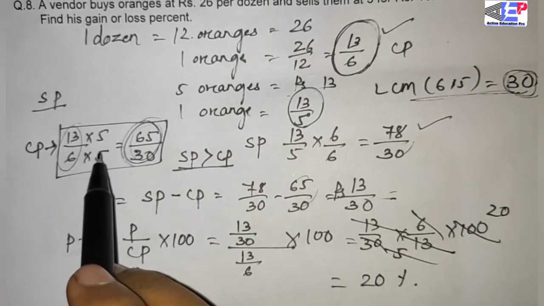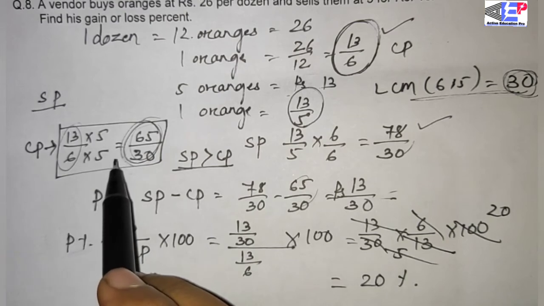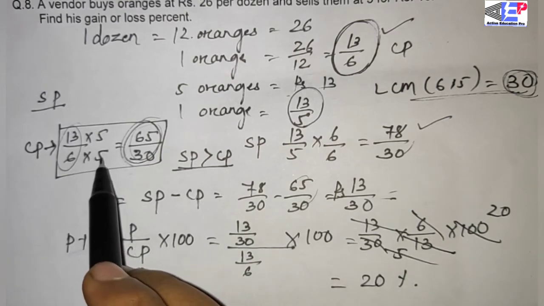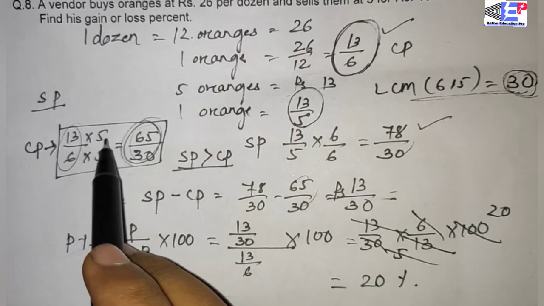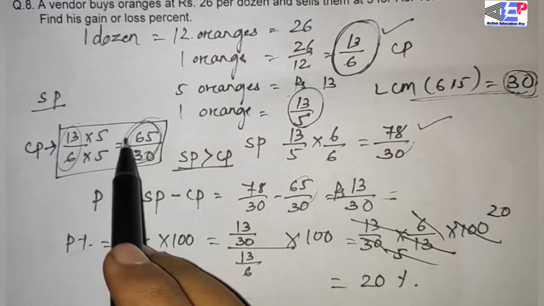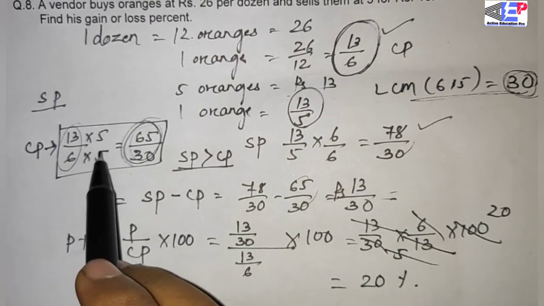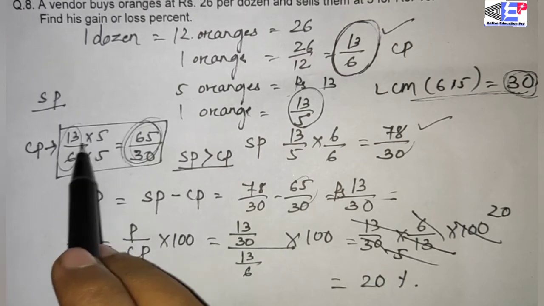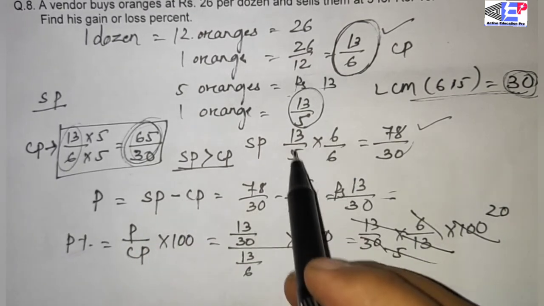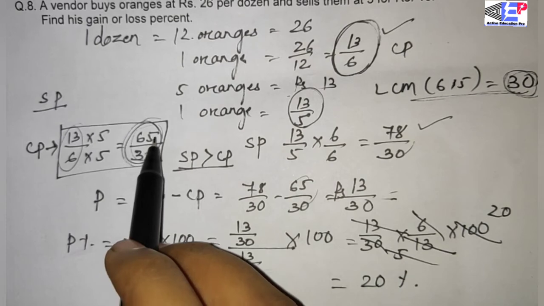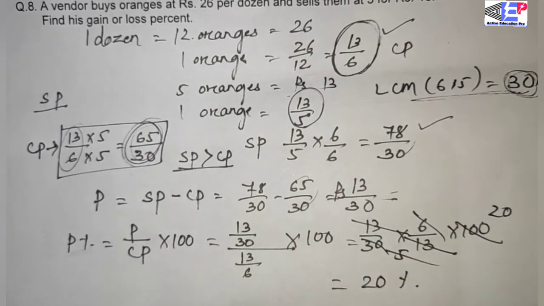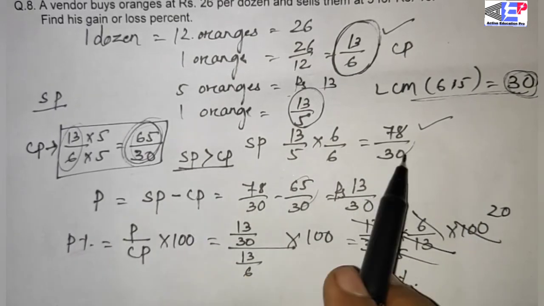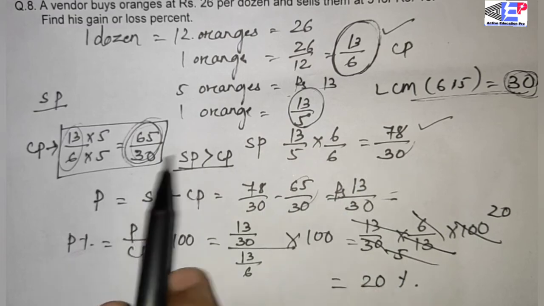And you know, if you want to multiply a number with the denominator, then you have to multiply the same number with the numerator to balance the fractions. So here I multiply 5 with the CP and 6 with the SP, and then we will get 65 by 30 and 78 by 30. Look here, now both are fractions having equal denominators, 30 and 30.